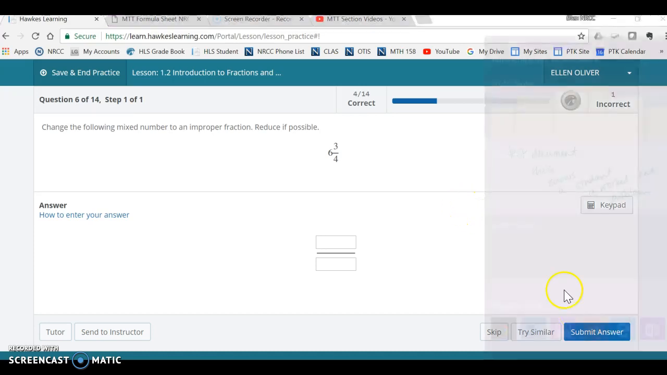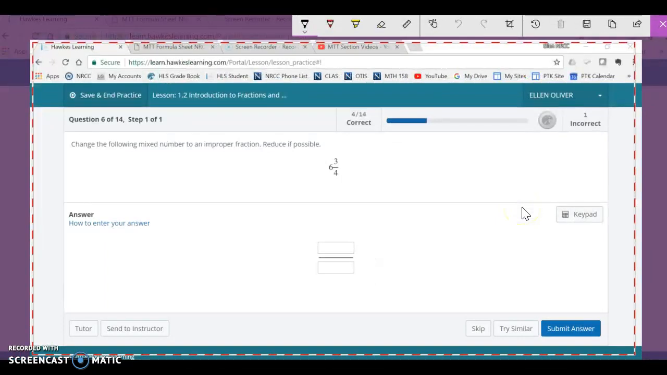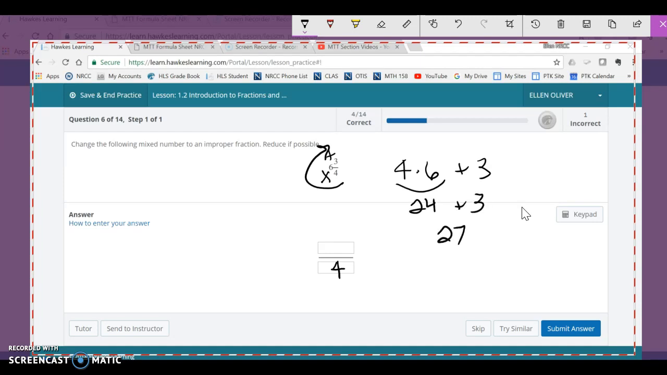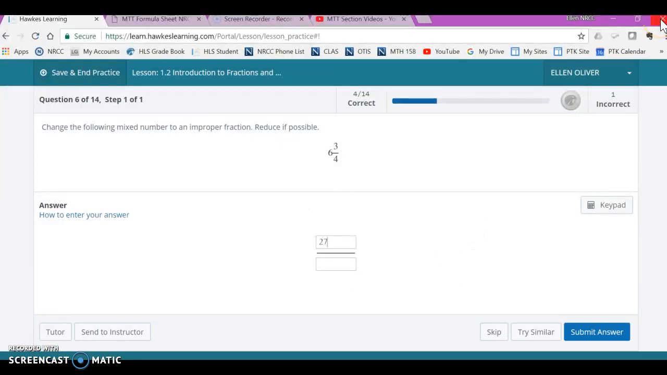Here we need to change it into a mixed number, and so what I do for that is I think of it as a backwards C. First thing is, if there's a 4 in the denominator here, there's going to be a 4 in the denominator here. And the numerator is going to be 4 times 6 plus 3. 4 times 6 plus 3. Well, that's 24 plus 3 is 27. So that's my numerator. And I do need to take a second and see if I can reduce that, but I cannot. So I'm going to enter it as I found it, 27 over 4.